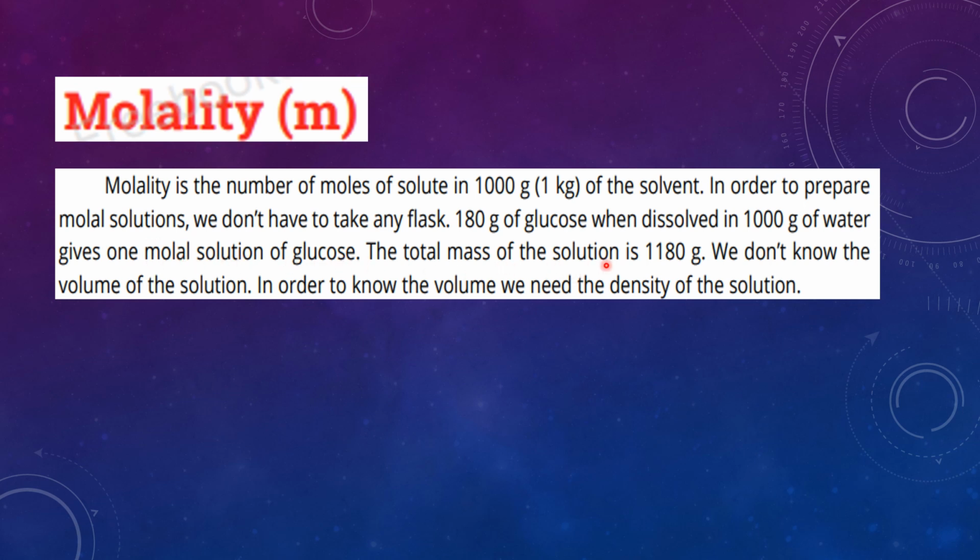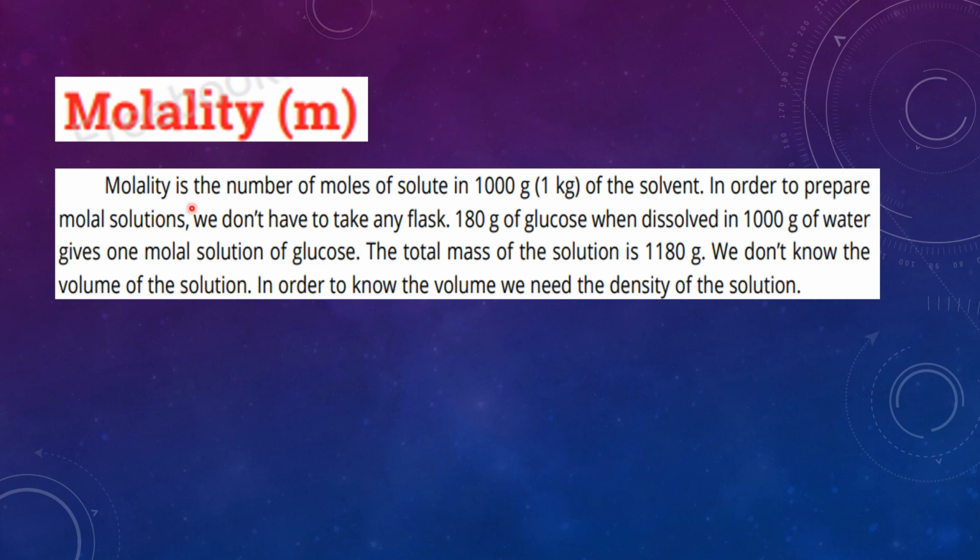Total mass of the solution will become 1000 gram of the solvent plus 180 gram of the glucose. It is 1180 gram of the solution. We don't know the exact volume of the solution. In order to know the volume, we need the density of the solution in this case, if we want to calculate the exact amount of solution.